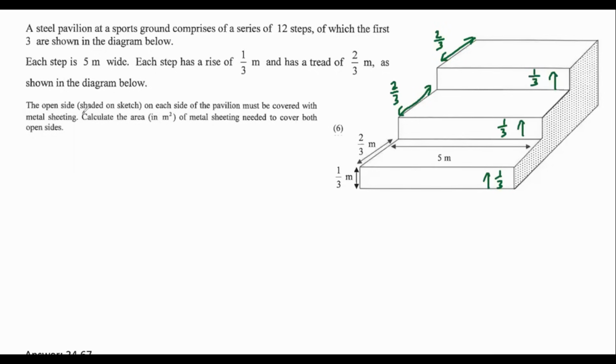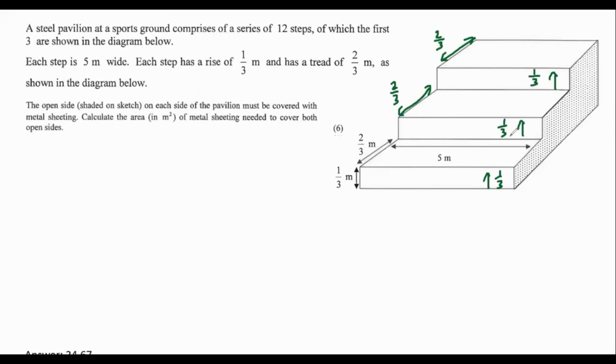It says the open side, which is shaded on the sketch. That's this part here, guys. This is the open side that they are talking about. They're saying that that open side is covered with a metal sheeting. Calculate the area of the metal sheeting needed to cover both open sides.